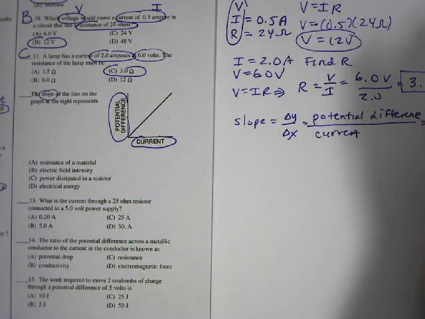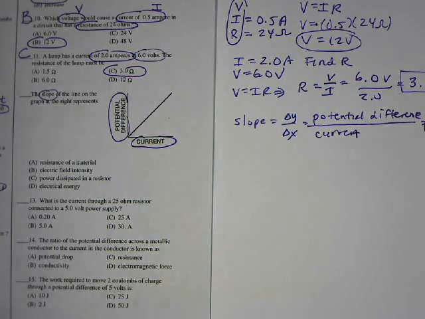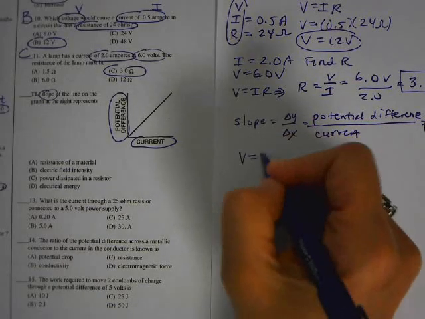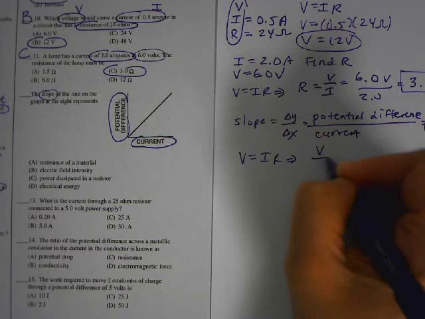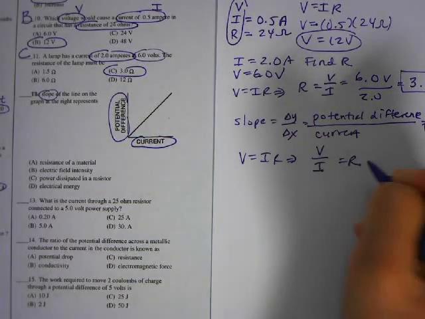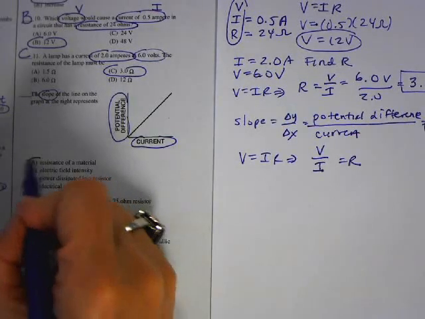So what is V over I? Well, let's think. I know that V is equal to IR, so V divided by I is equal to R. And that's it. That's the resistance. So that's a good way to do these types of problems.